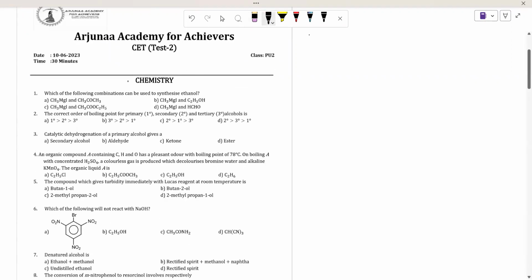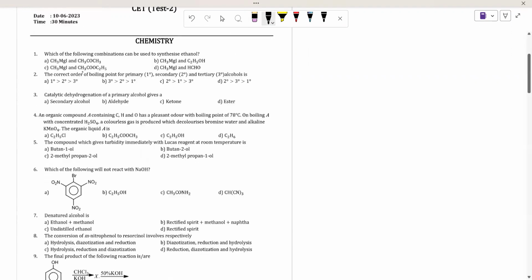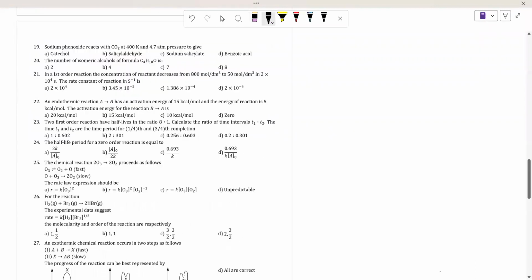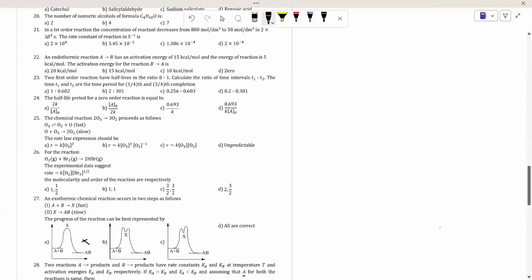Hello students, today we are going to solve the CET question paper chemical kinetics questions, which was held on 10/6/2023. So let us begin with solving chemical kinetics questions. So now here we have the first question, that is the 21st question from chemical kinetics.